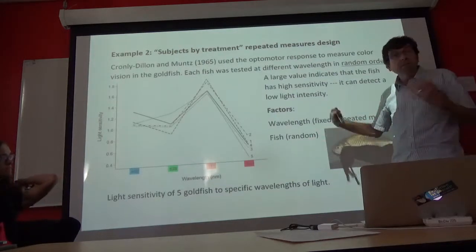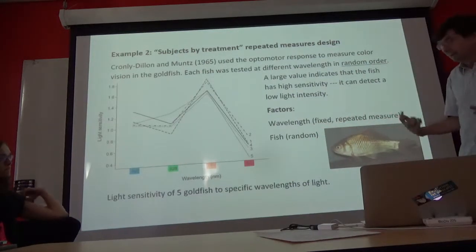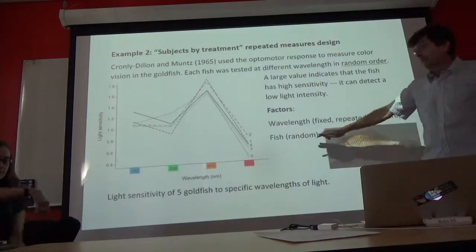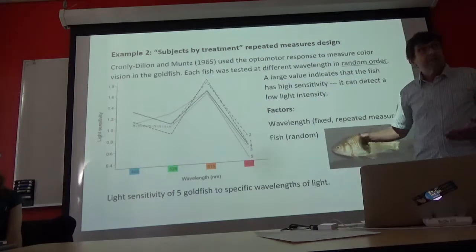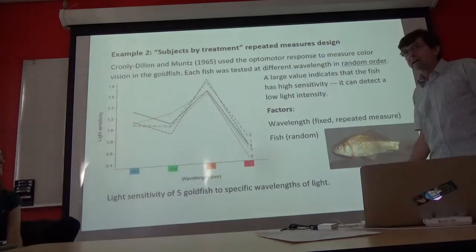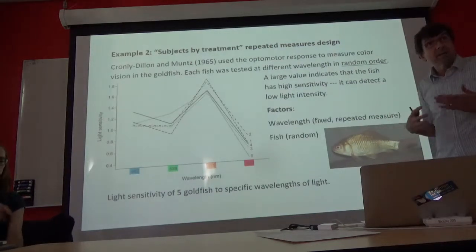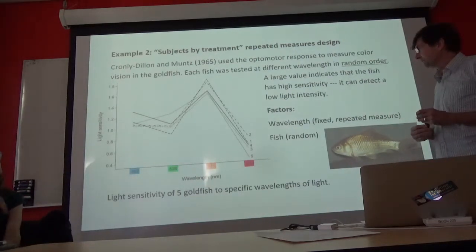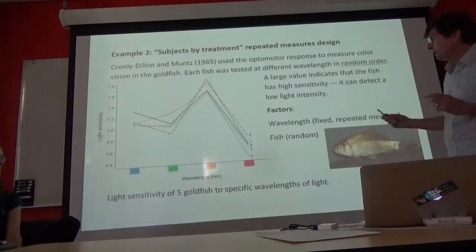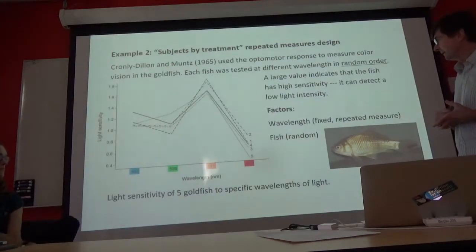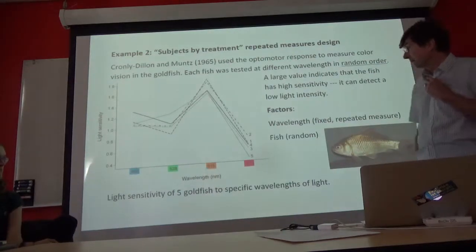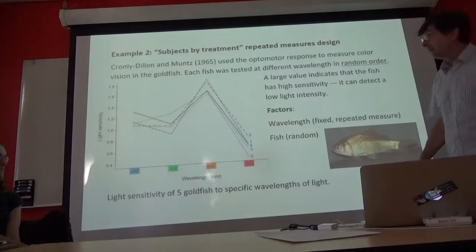In this case, the fish are randomly sampled, from a pet store perhaps, and they form the random groups. And they are groups because, as I said, they've been measured repeatedly, just like the individual walking sticks become groups when they are measured repeatedly. So fish are randomly sampled, but measurements within fish are not independent. And then the fixed treatment effect is wavelength. And in this case, there are four treatments.